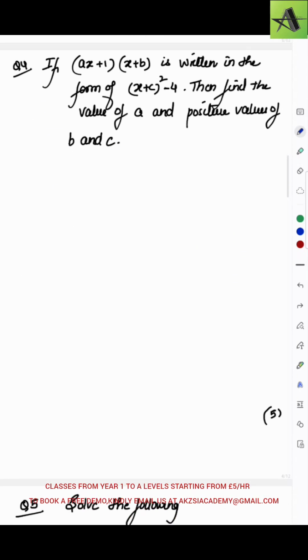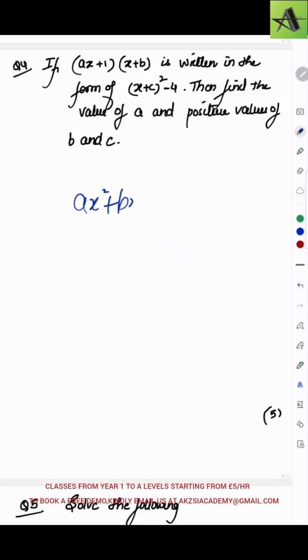If ax plus 1 times x plus b is written in the form of x plus c whole squared minus 4, then find the value of a and the positive values of b and c. Now, I have described there are 4 different methods of solving quadratics, which are factorization, completing the square, formula, and graphical. So we have done the factorization and formula methods. You are aware of them now. The third method is the completing the square method, which is here. This method is used to convert the given quadratic into the standard way.